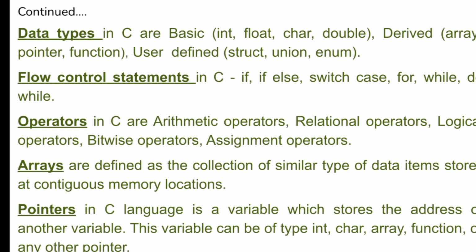Then array. Arrays are defined as a collection of similar type of data items stored at contiguous memory locations. And a pointer in C language is a variable which stores the address of another variable. This variable can be of type int, char, array, function or any other pointer.